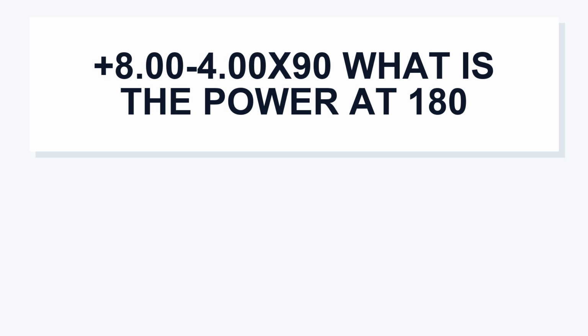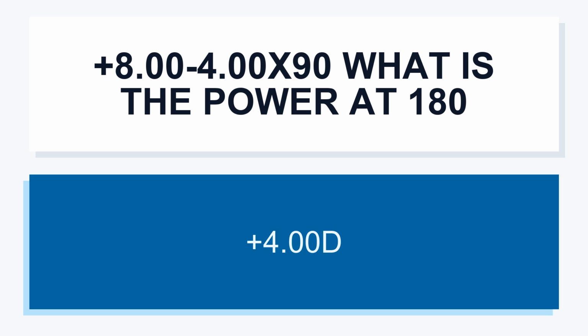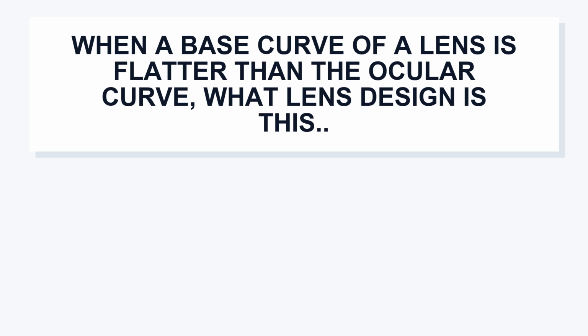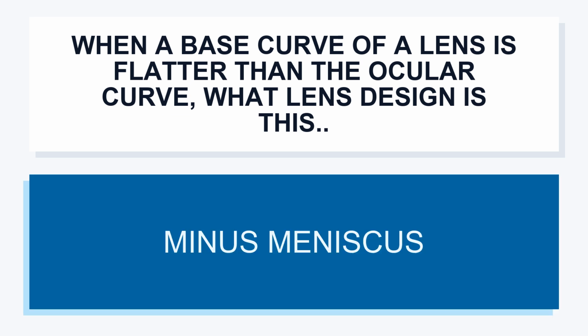Plus 8.00 -4.00 x 90. What is the power at 180? Plus 4.00 D. When the base curve of a lens is flatter than the ocular curve, what lens design is this? Minus meniscus.